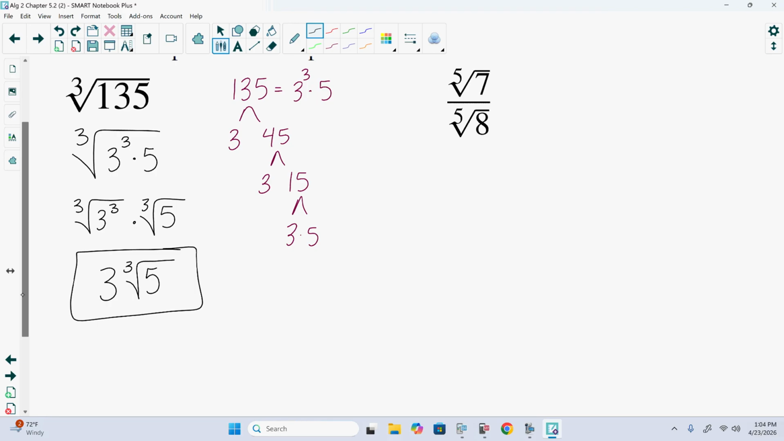The 5th root of 7 divided by the 5th root of 8. It's not going to simplify. One thing we would check is, do I have some divisibility on top and bottom? Because if I can reduce it, it might make things nicer. However, we do not.